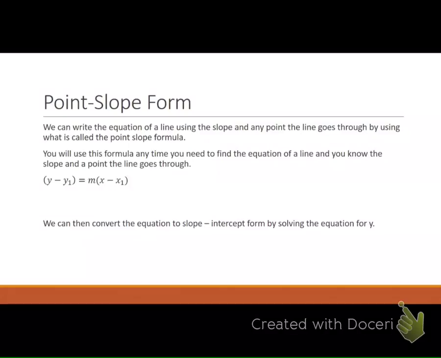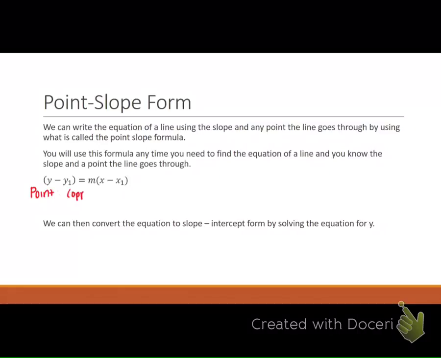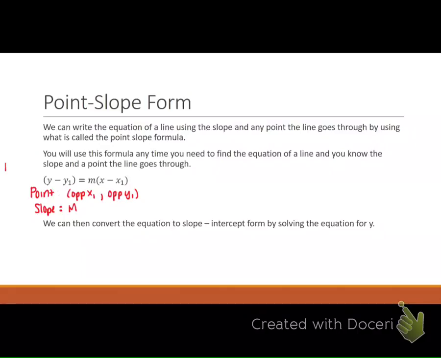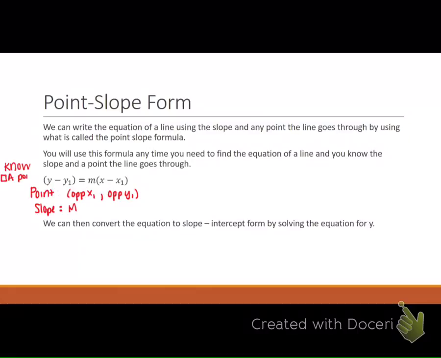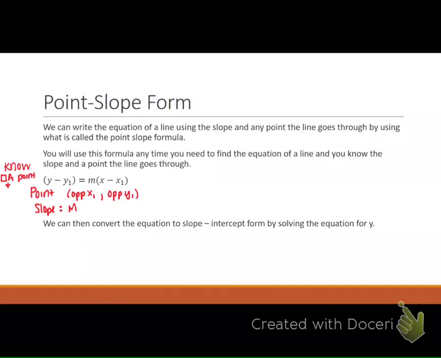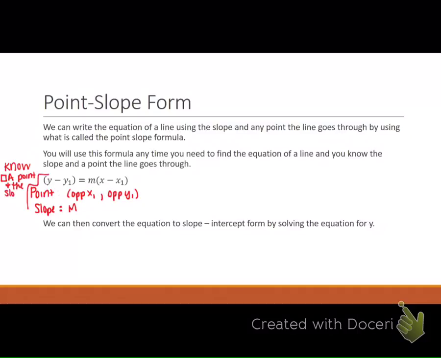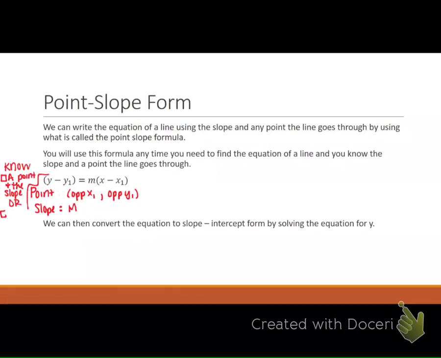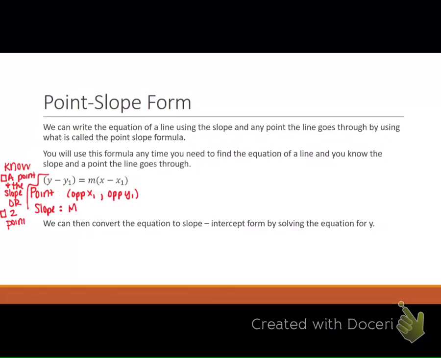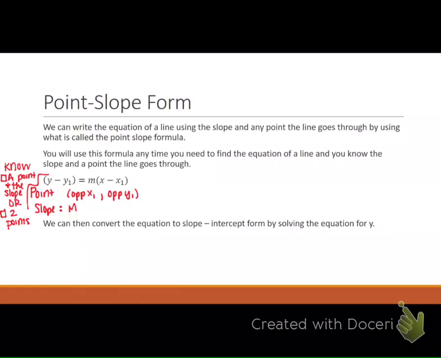So point-slope is y minus y1 equals m times x minus x1, where your point is x1, comma, y1, and your slope is m. So you use point slope when you know a point and the slope, or you know 2 points. So these are the situations you will be using point-slope form.